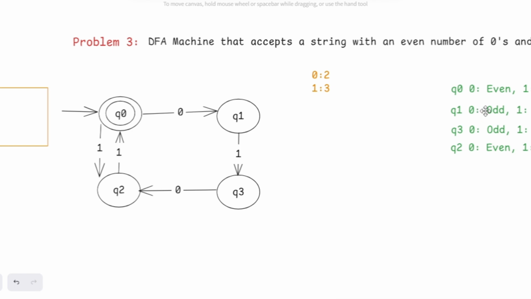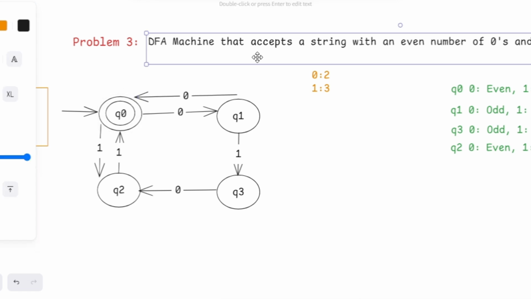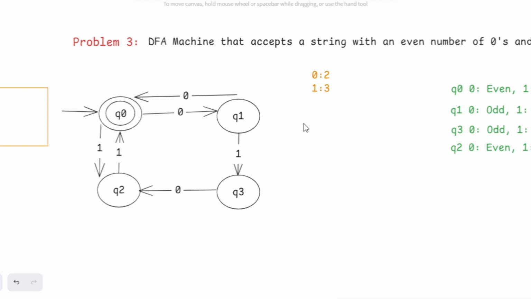So it should consider 0. If in odd 0s another 0 is added, that means 0 will become even, right? So for even 0 and even 1, the state should be Q0. So the transition of Q1 for the 0 input will be Q0, right? So that is how it will flow. So for Q1, we have considered everything.